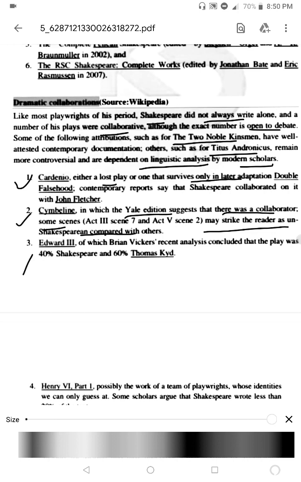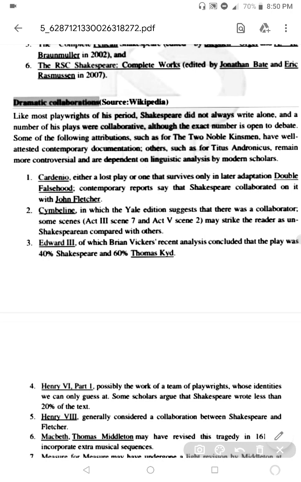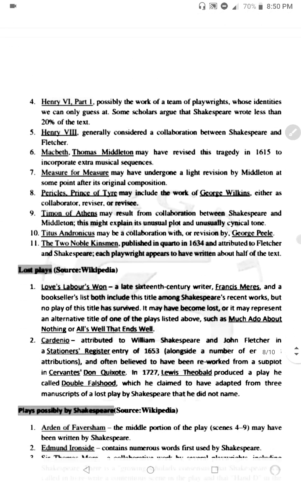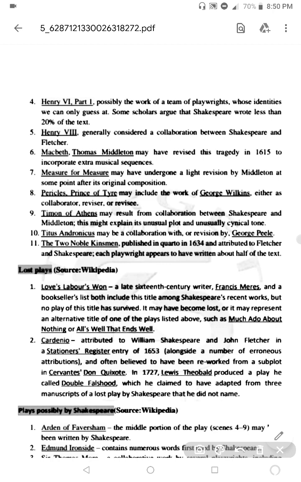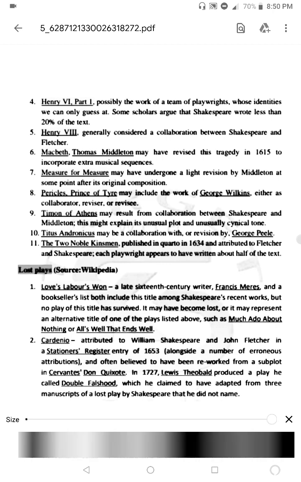Now the Edward III, of which Baron Vickers' recent analysis concluded that the play was 40% Shakespeare and 60% Thomas Kyd. Now, fourth, Henry VI, part first, possibly the work of a team of playwrights whose identities we can only guess at. Some scholars argue that Shakespeare wrote less than 20% of the text.